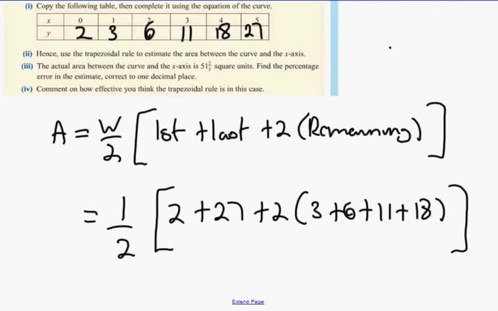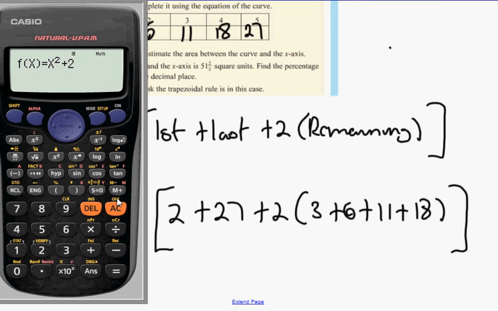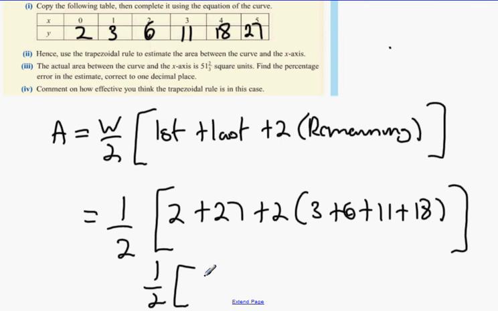Now, all we got to do here, if I ignore the half at the start, Kim, so this time I'm going to ignore the half, okay? I could put it right into the calculator if I wanted, but sometimes it's best just to do it this way. So look, we're going to do 2 plus 27 plus 2 times, so it's 2 multiplied by everything in here: 3 plus 6 plus 11 plus 18. Now to stop here, that's 105. So it's going to be a half of 105. And that will get me 52.5 meters squared. Is that right?